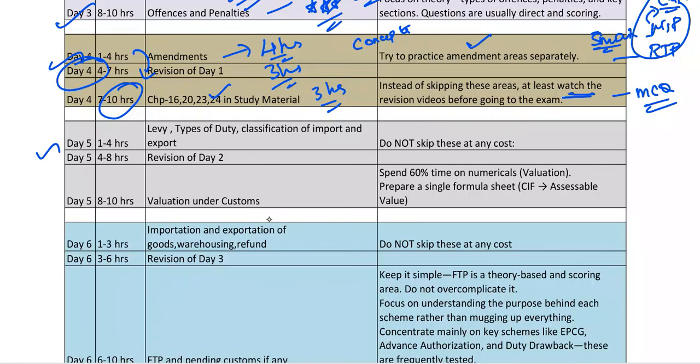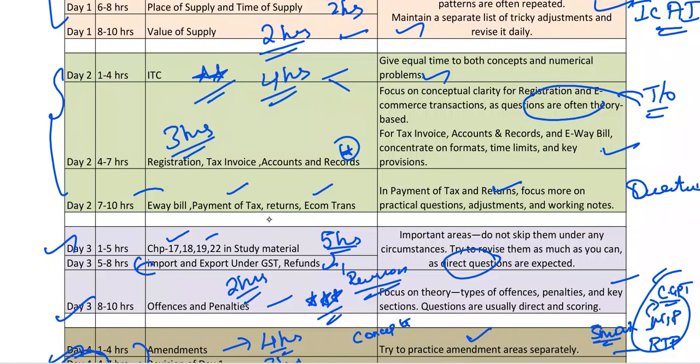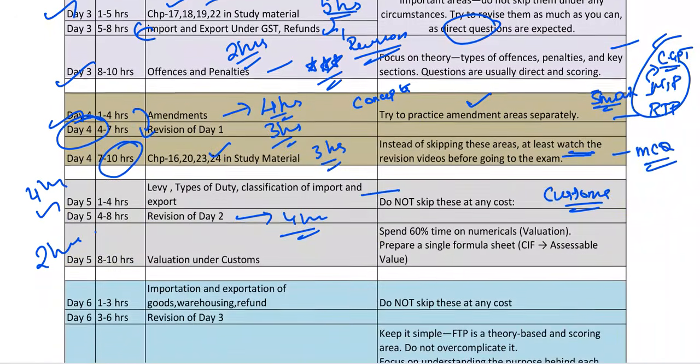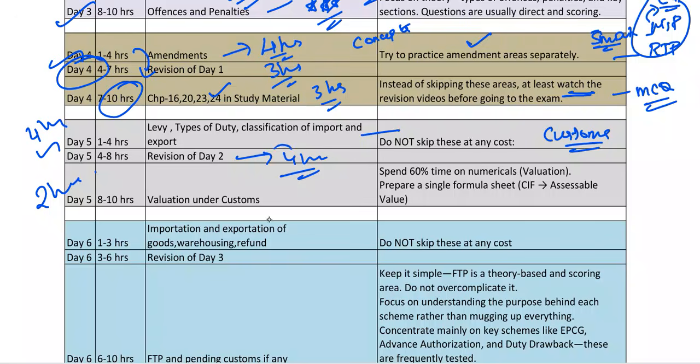Next, day 5. So day 5, we are going to concentrate on customs. We'll start doing the customs. So day 5, first 4 hours and the last 2 hours will be your customs. The middle 4 hours you will be revising your GST day 2. Since you have input tax credit here on day 2, I want you to revise for 4 hours. Revise the ITC, at least you can take 2 hours for revision, and other areas you can complete within 2 hours.